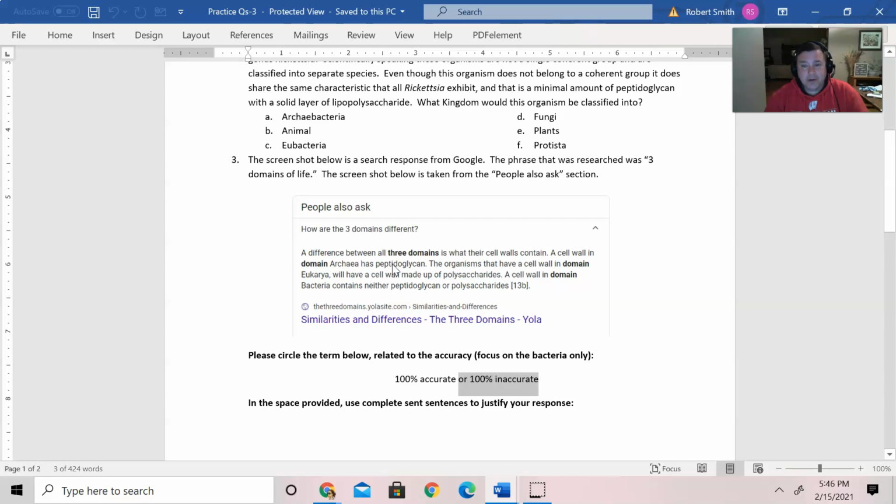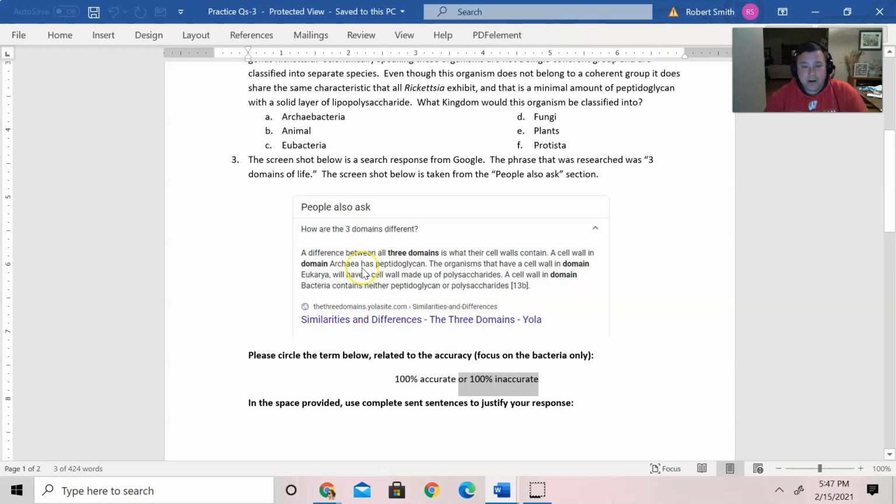This is something, again, that you're going to see with the eubacteria or the bacterial domain. And so when it says a cell wall in the domain Bacteria contains either peptidoglycan or polysaccharides, that is somewhat of a true statement. Or I apologize, it would be a true statement if they took out this word here, neither, and put in either. So again, another big mistake right here. Google is telling you that the bacteria domain does not have peptidoglycan or polysaccharides, and that is just not true. This word here should be either.